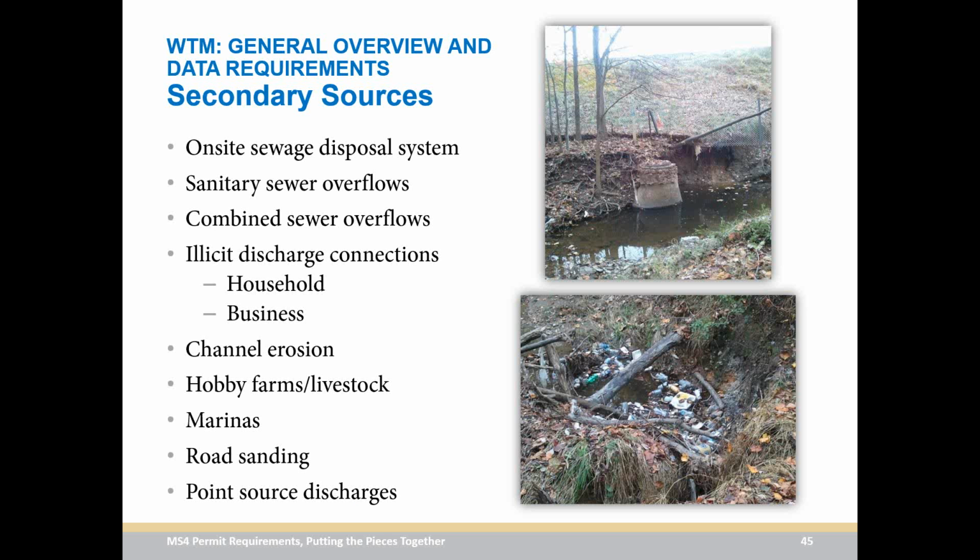Your secondary sources worksheet will be anything from CSOs, which I know some of the areas in Pennsylvania may have, as well as anything livestock, if you have that in your watershed, road sanding, and any point source dischargers that you might have, which could be listed under the NPDES permit.